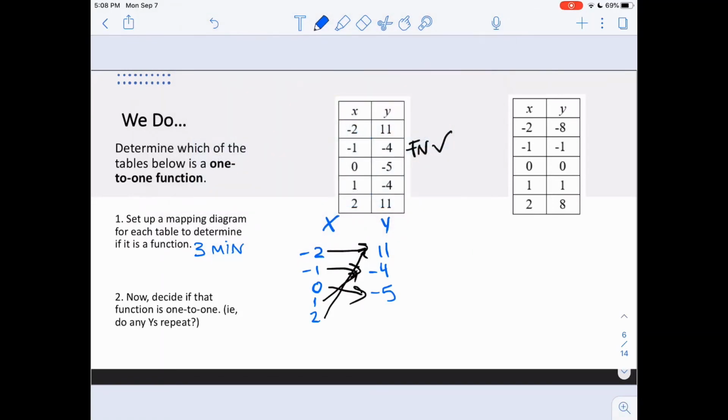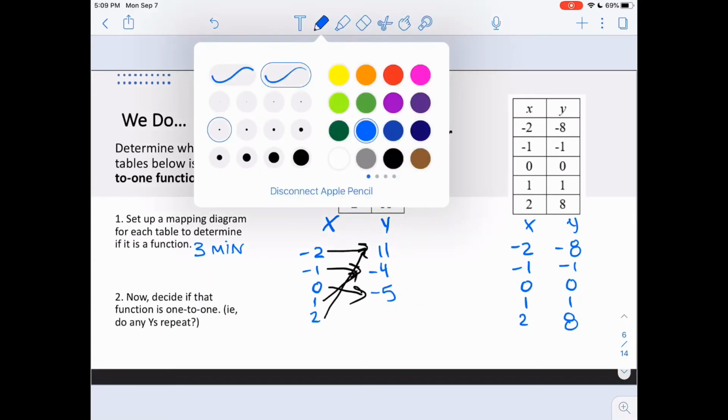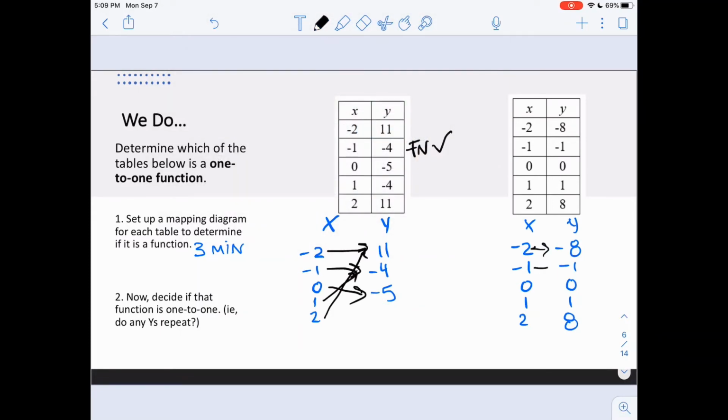Now let's look at the second table. My mapping diagram looks like -2, 0, 1, and 2. But my outputs are different. They look like -8, -1, 0, 1, and 8. I'm going to map them to each other. This one is also a function because each x has exactly one y.